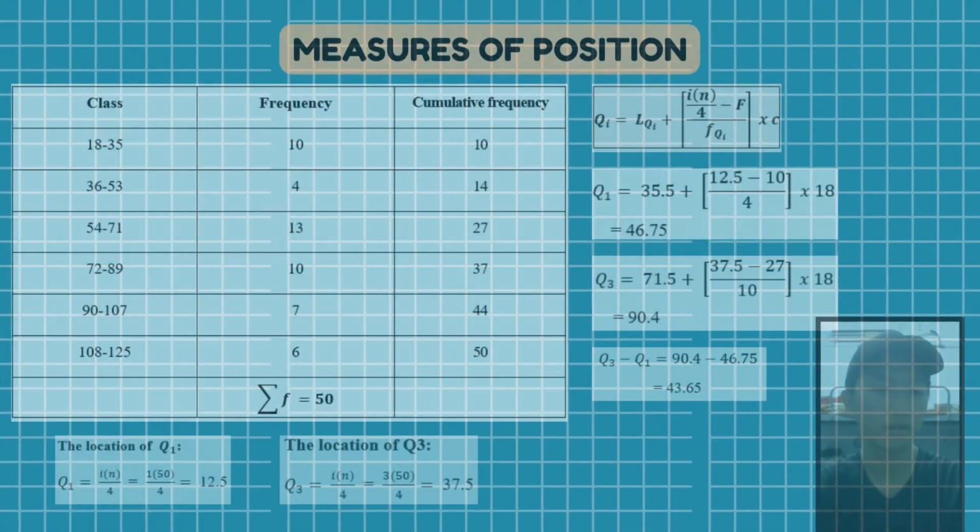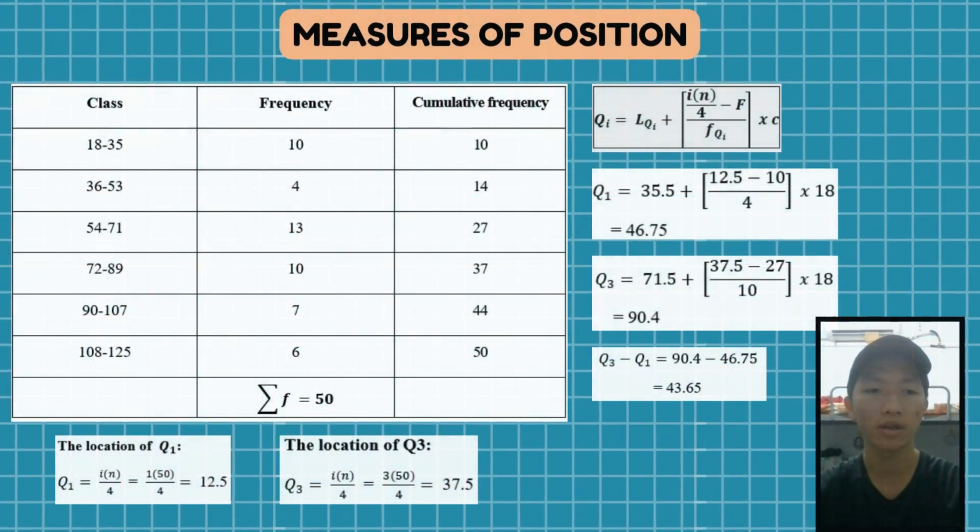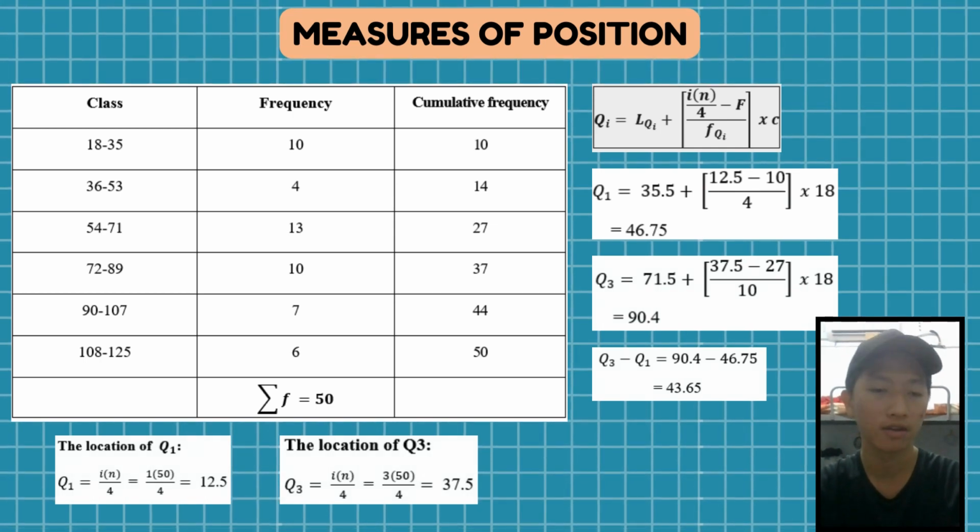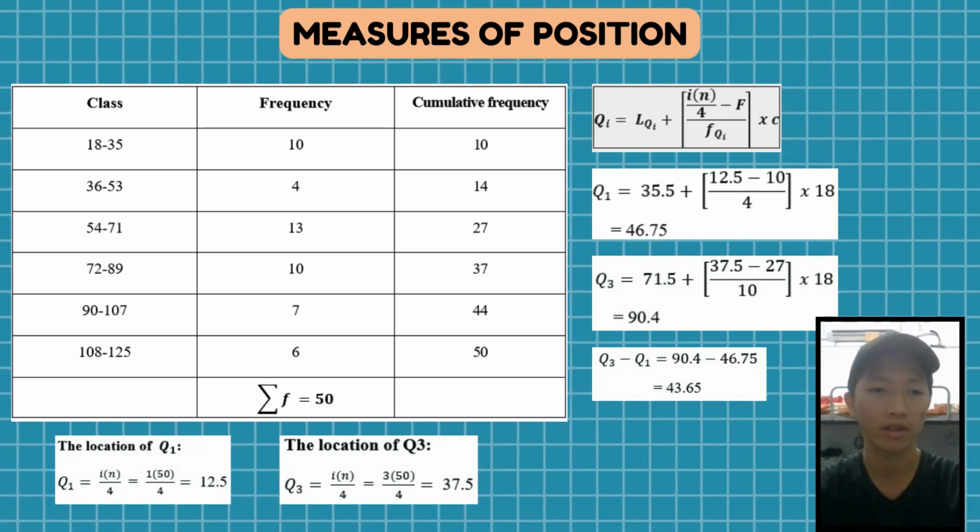Next is the measure of position. There are 3 measures of position, which are quartiles, deciles, and percentiles. In this video, we will discuss more on quartiles.